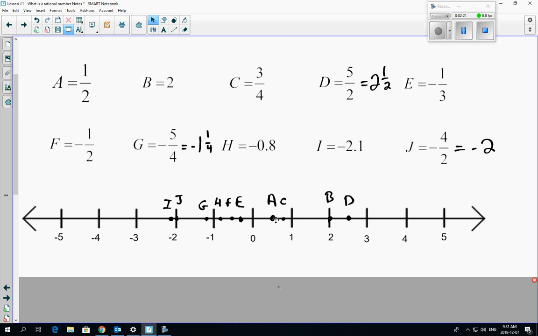So A somewhere in here, right? B over here because it's right on the 2. C is 3/4, so you already have A here at 1/2 and the 1 here, so you can cut it in between there. D, 5 over 2, which can convert down to 2.5. E, negative 1/3, so we're on the left-hand side of the number line. Negative 1/2 for F, right here. G, negative 5 over 4, which is negative 1 1/4. H, negative 0.8. So if you're looking here, that's pretty close to negative 1. I, negative 2.1, which is just past the negative 2. Remember, going over here, numbers are smaller. J, negative 4 over 2, which is negative 2, so we can put it right on the line there.